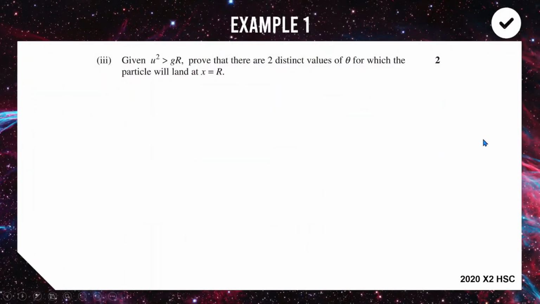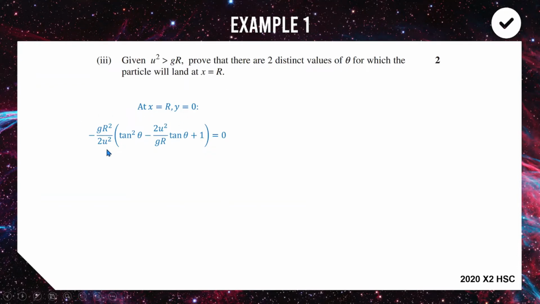Given that the initial velocity squared is greater than gravity times r, prove that there are 2 distinct values of theta for which the particle will land at x equal to r. Okay, so if we are landing at r, that means our horizontal displacement will be equal to r, and our vertical displacement, because we're landing, will be equal to 0, because we're landing back at the starting point on the ground. So we can say when x is equal to capital R, y is equal to 0. These are the 2 values we are going to substitute into our Cartesian equation from before, and we're going to show that this equation has 2 distinct solutions for theta.